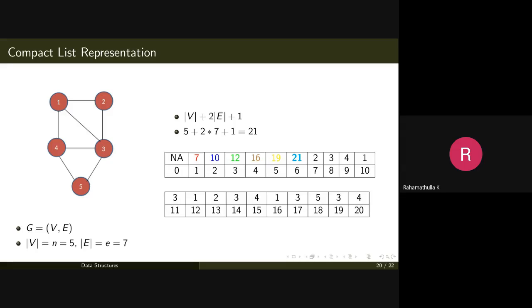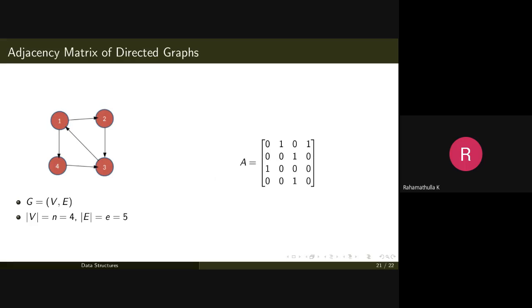So that is compact list representation. So we have seen three different representations of a graph: adjacency matrix representation, adjacency list representation, and compact list representation. The same thing in the case of directed graphs: for adjacency matrix representation of a directed graph, there is no difference at all. In this case, for an edge, we will be considering the direction as well. 1 to 2, there is an edge, whereas 2 to 1, there is no edge. So this represents only one direction. That's how we represent a directed graph with an adjacency matrix.